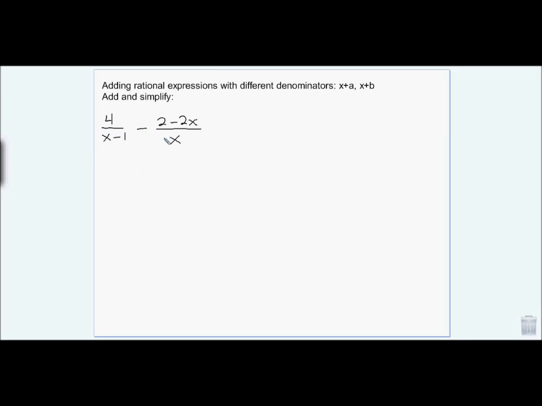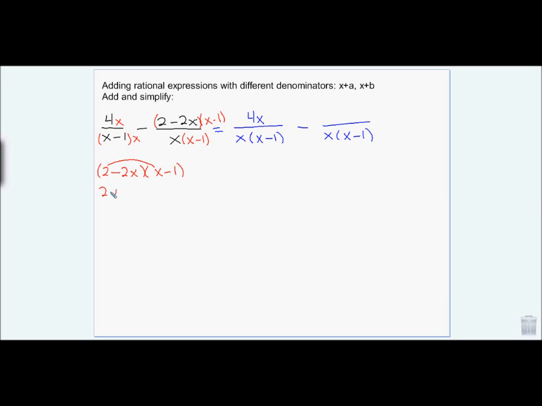I have an x minus 1 and an x, so my common denominator is going to be x times x minus 1. Which means I will multiply this denominator times x, and so I'll multiply my numerator times x, and this denominator times x minus 1, so the same here. This will give me a numerator in my first fraction of 4x. Again, I'm going to come over here to the side to FOIL out my new numerator for the second fraction.